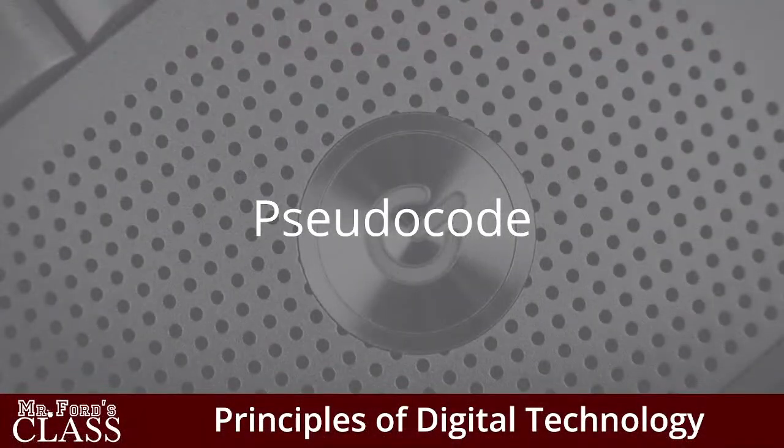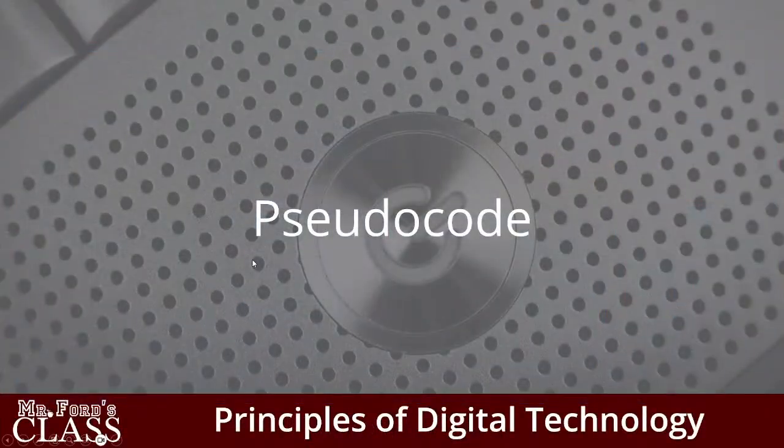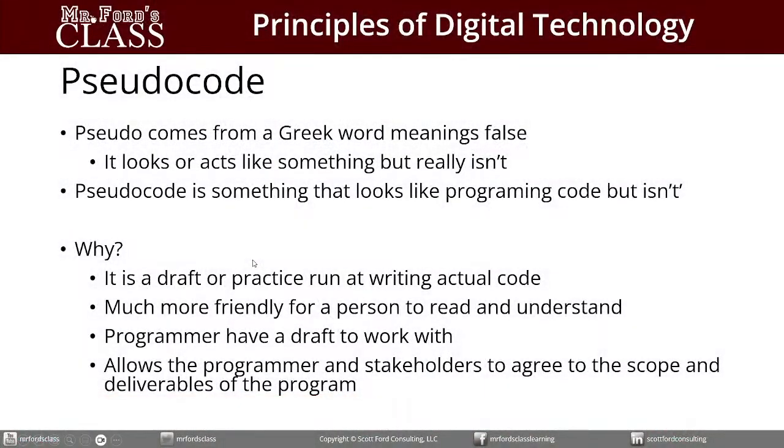All right, then we have pseudocode. Now, pseudocode is on the test. You're going to have to be able to interpret pseudocode and kind of figure out what they're asking you, what the results would be for your pseudocode. So pseudocode, first of all, pseudo means fake or false. Okay, pseudo comes from the Greek word meaning false. So it acts like something, but it really isn't. So pseudocode is something that looks like programming code, but isn't. So why would anybody use this? Well, you can make a draft, a practice run of writing actual code.